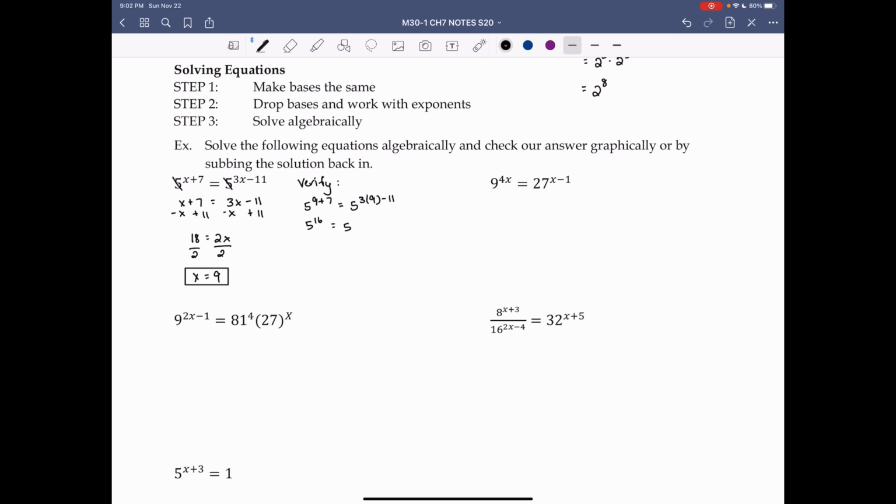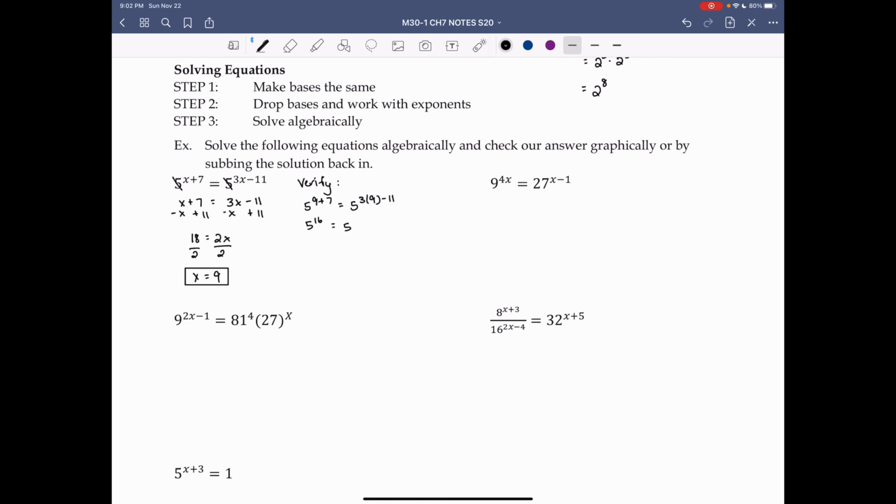9 to the power of 4x equals 27 to the power of x minus 1. Our bases are not the same. We have 9 and 27, but we can write both of those as powers of 3, so let's do that. 9 is 3 to the power of 2, and then to the power of 4x. 27 is 3 to the power of 3, and then to the power of x minus 1.